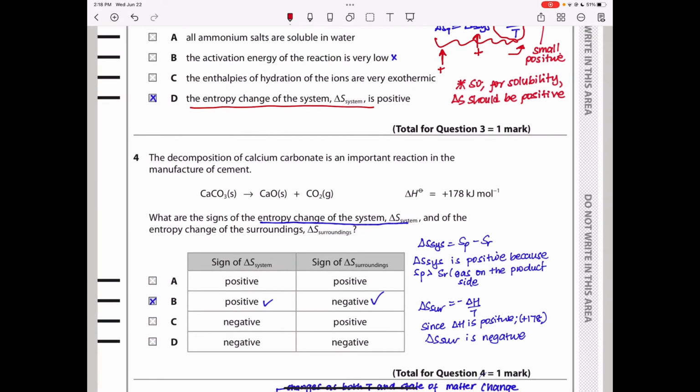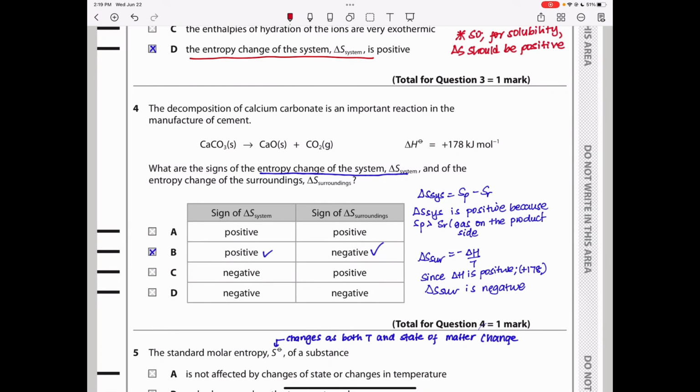Let's go to question 4. Question 4 says, the decomposition of calcium carbonate is an important reaction in the manufacture of cement. What are the signs of the entropy change of the system, the S system, and the entropy change of the surrounding, the S surrounding? Again, we're going to look at this. So looking at this, we can see that a solid is converted into one solid and a gas.